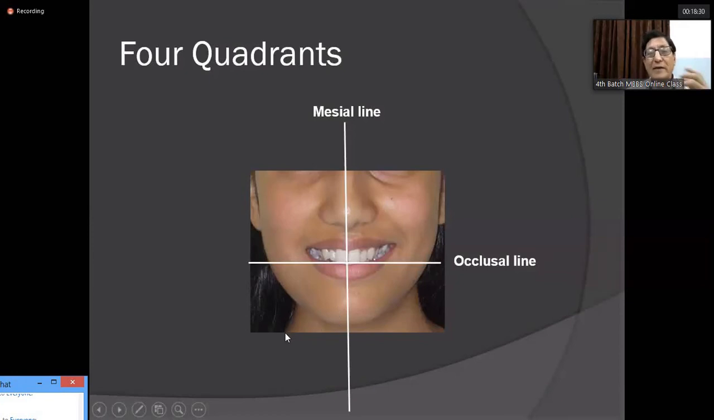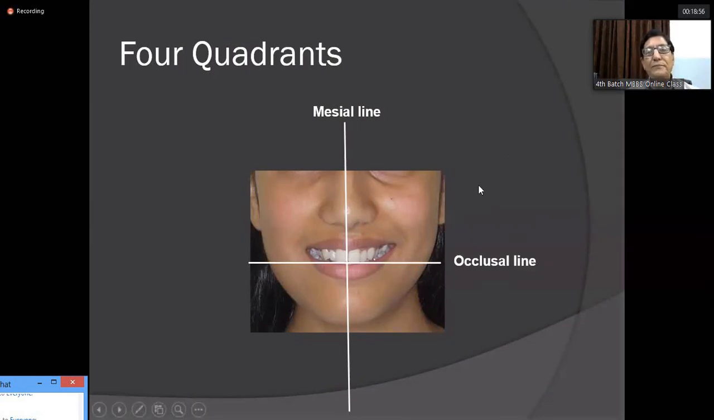There is another name for these quadrants as well. This is the right upper maxillary quadrant, because this is the maxilla. This is the left upper maxillary quadrant. This is the left lower mandibular quadrant, and this is the right lower mandibular quadrant. Is that clear? Good.